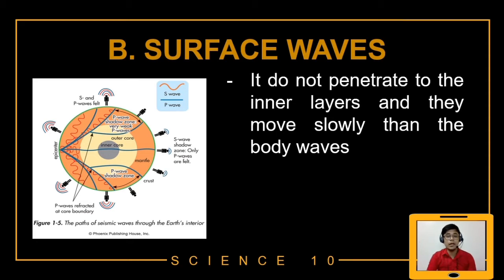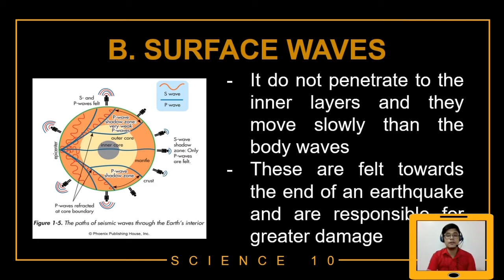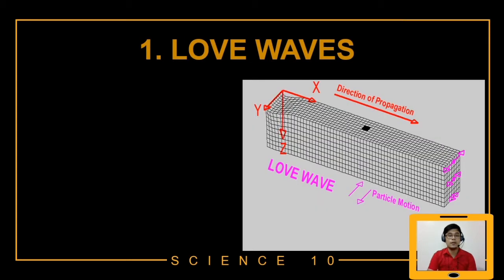But although it moves slowly, surface wave is much more destructive than the body waves. And these are felt towards the end of an earthquake and are responsible for greater damage. So as I've mentioned, although it is moving slowly, it is still responsible for greater damage. And we have two types also.